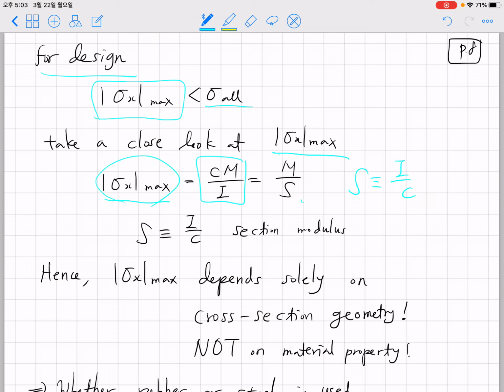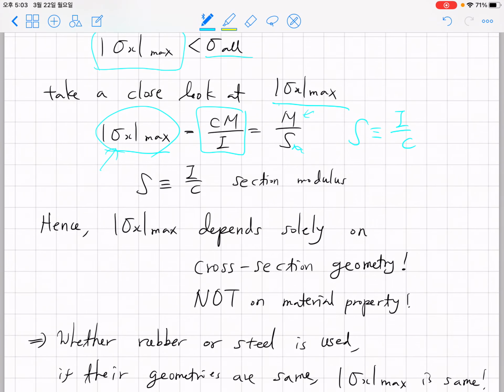So when S is large, given the same moment, you're going to have a smaller maximum stress. So you'd better have a cross section with a high section modulus. And what does it mean to have a high section modulus? Given the same area, you have to increase I, and you have to decrease c.